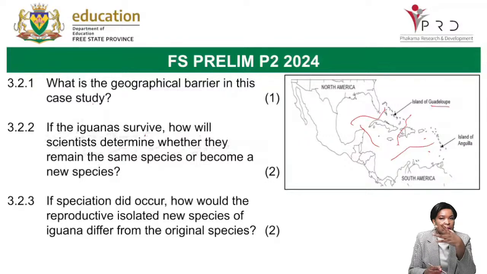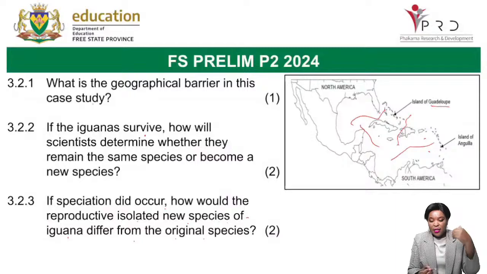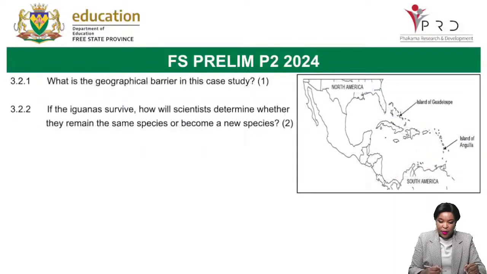You think, what does a species do? Then, if speciation did not occur, how would the reproductively isolated new species of the iguana differ from the original species? So now you are playing with situations. So let us take a look at the answers.